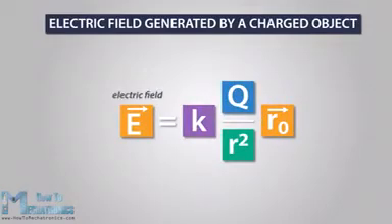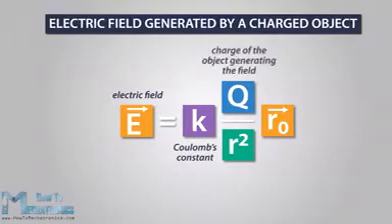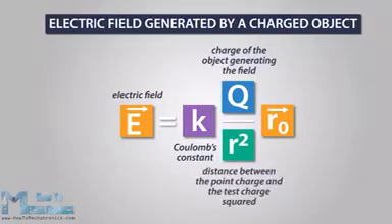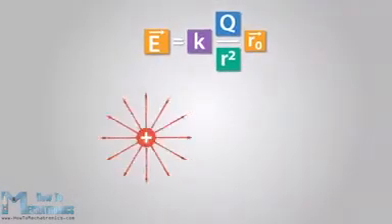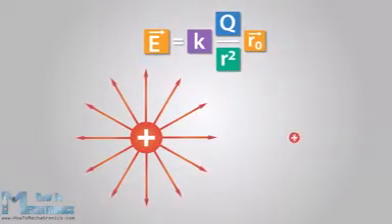Finally, the strength of the electric field created by a point charge is equal to the Coulomb's constant multiplied by the charge of the object generating the field and divided by the distance between this object and the test charge squared. Here we have positive point charge and positive test charge, and the result has a positive sign, meaning that the positive test charge would be repelled by the positively charged object. That's why the electric field diagram has arrows pointing outwards.